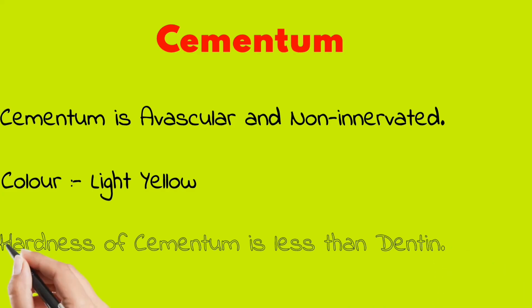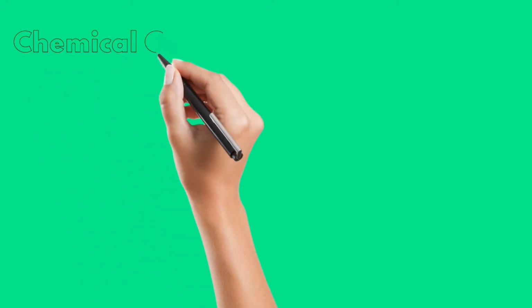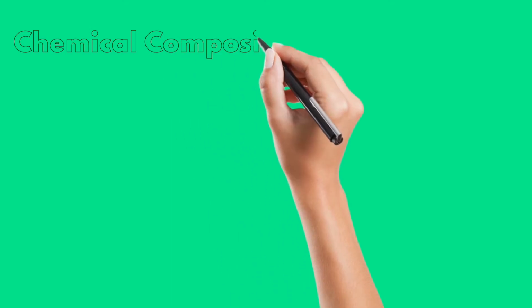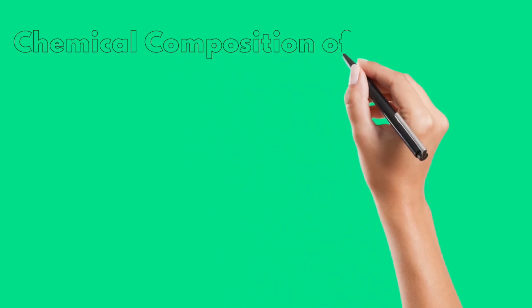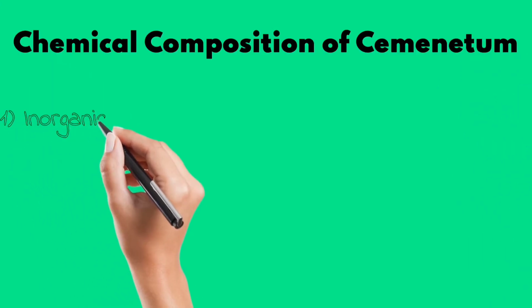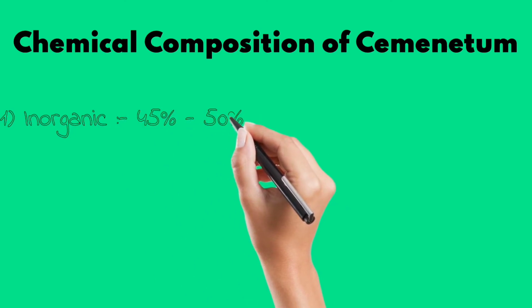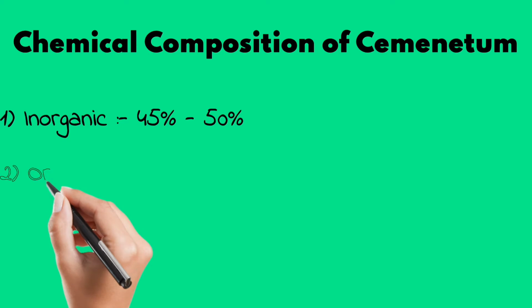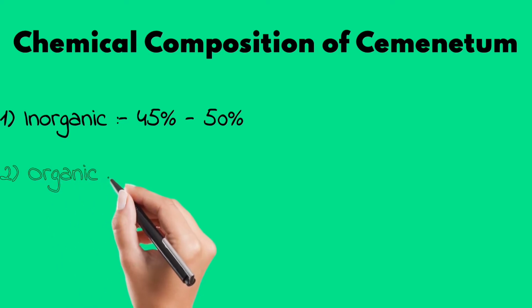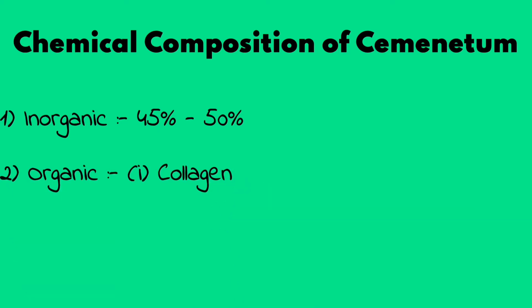Next, we'll study a very important part of today's lecture, that is the chemical composition of cementum. In cementum, there is about 45 to 50% inorganic and 50 to 55% organic material and water. This inorganic substance will be further subdivided, and the organic and the water are further subdivided in the further slides.